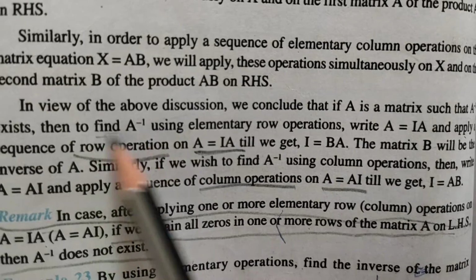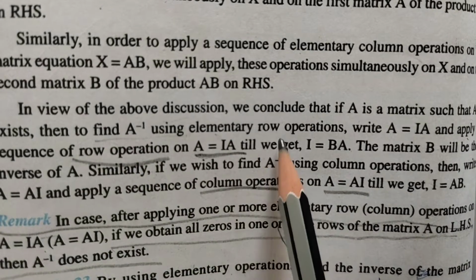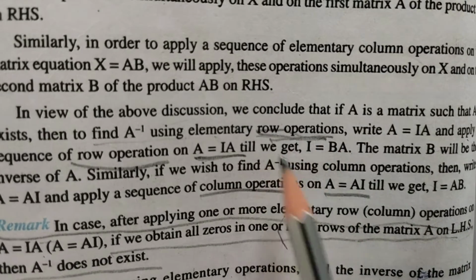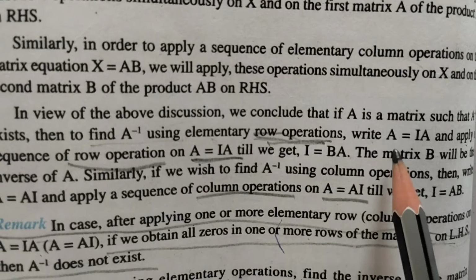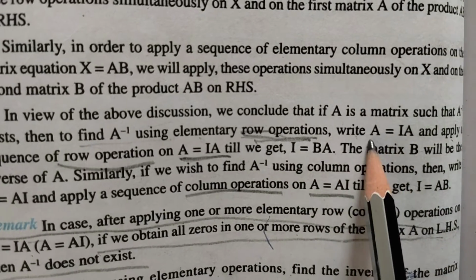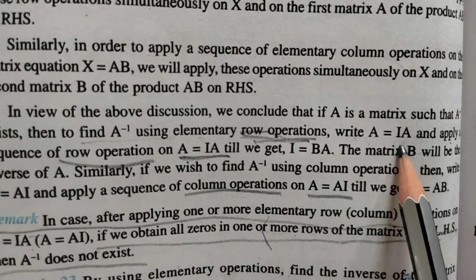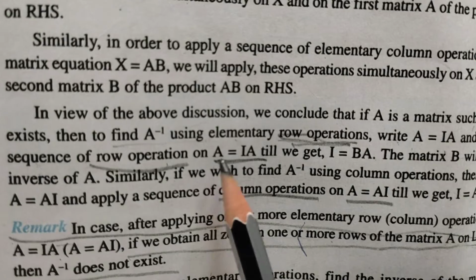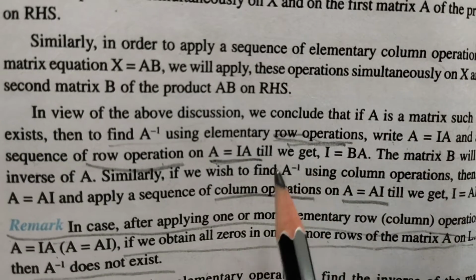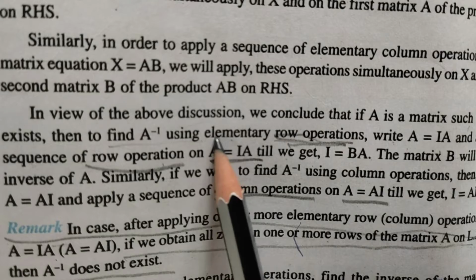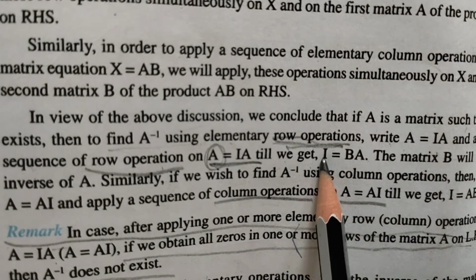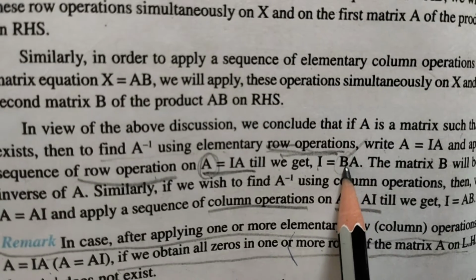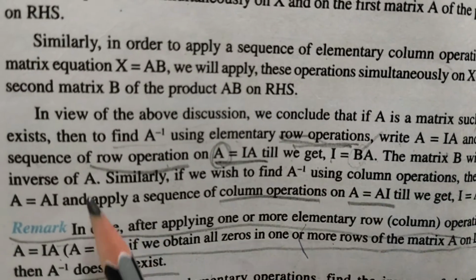To find the A inverse by using elementary row operations, I am going to write our given square matrix A as A is equal to IA, and apply a sequence of row operations on the matrix A is equal to IA until I make this square matrix A into I, and we will obtain a matrix B. That matrix B will be called the inverse of the matrix A.